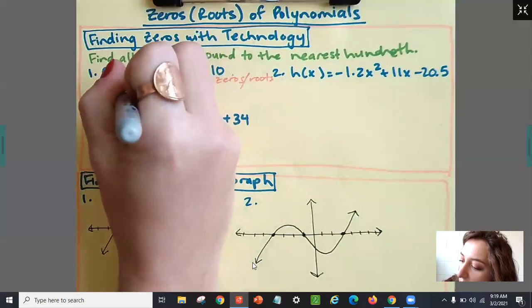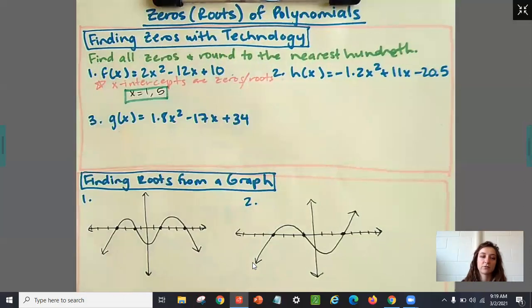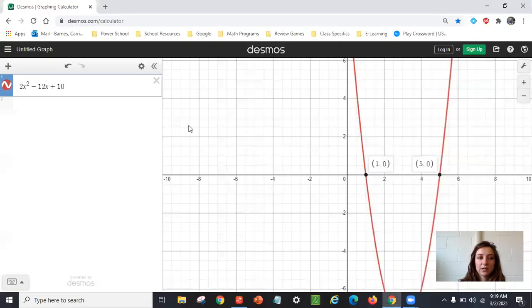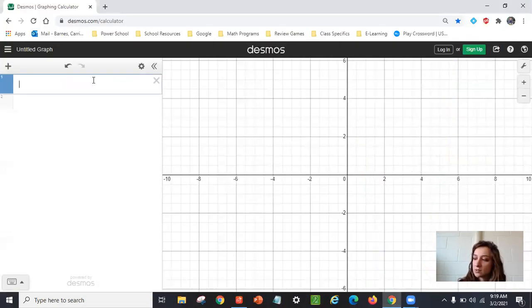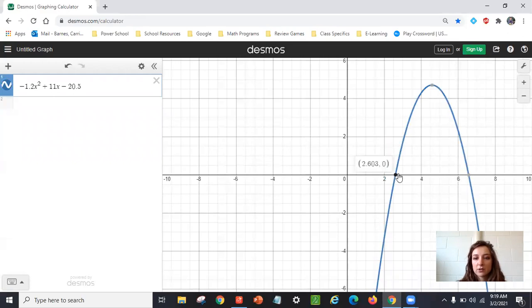Okay, so if we were looking at a factored form, we could use that to put it into factors, but let's go ahead and move on to the second question, h of x. So we're going to type that one into Desmos, and we're going to click on its intercepts. So we have negative 1.2x squared plus 11x minus 20.5. And let's fix this. Okay, there we go. Clicking on where it crosses, this is going to be at 2.603 and 6.564.